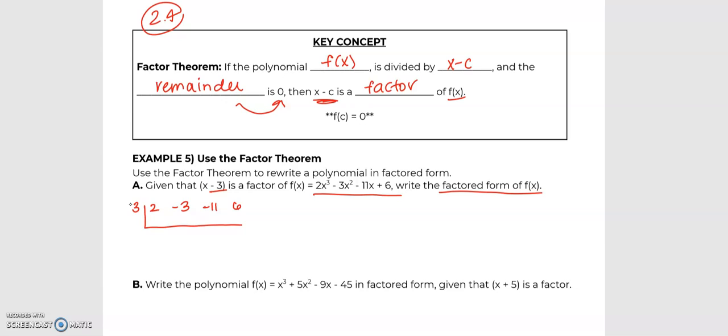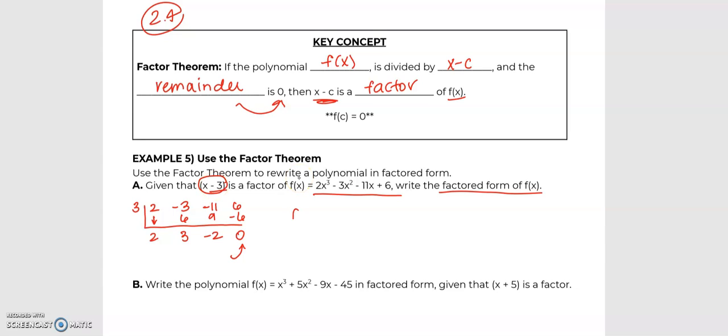With synthetic division, remember we bring down, multiply, and then add straight down. Multiply, add straight down. Multiply, add straight down. And this is amazing, this is what I wanted to get. If the remainder is 0, we've just verified that this is a factor.